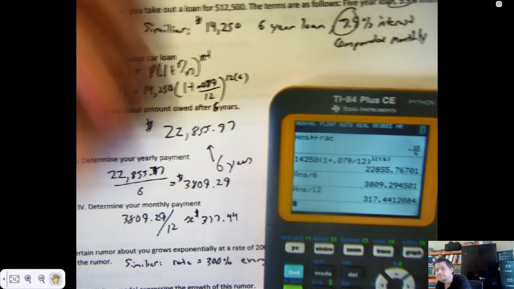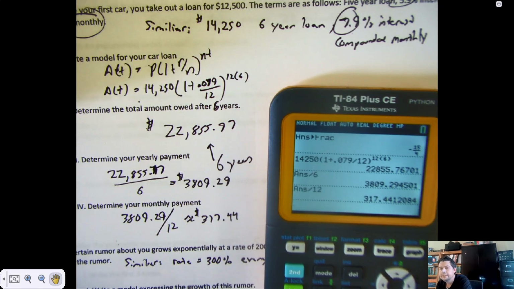$317.44. If you're lucky enough, your parents bought you a car. Most people aren't that lucky.